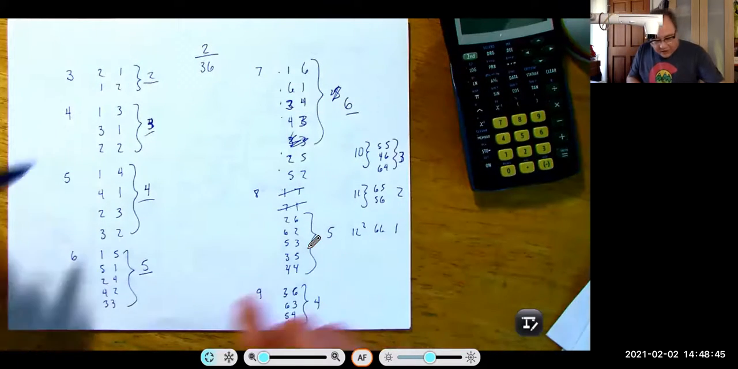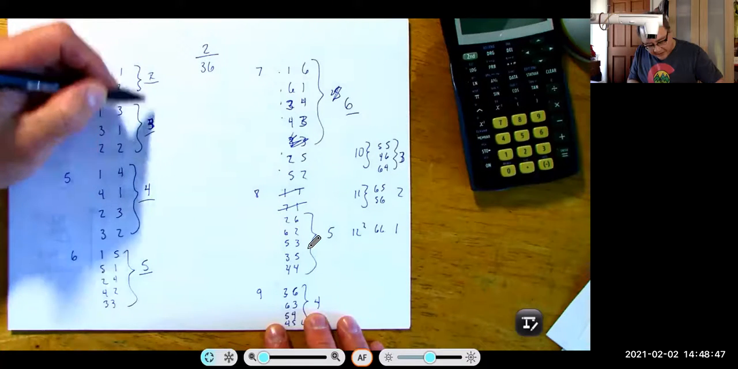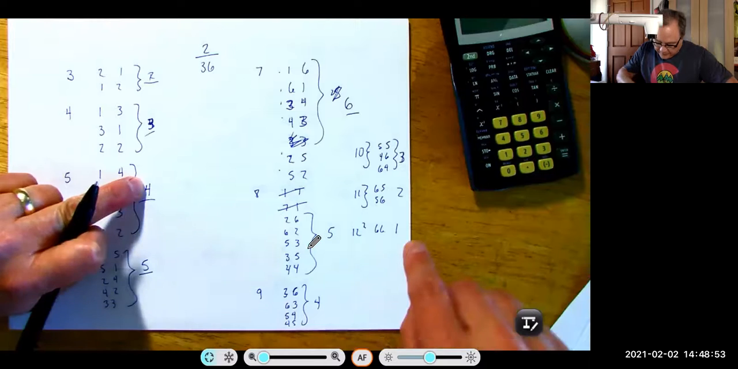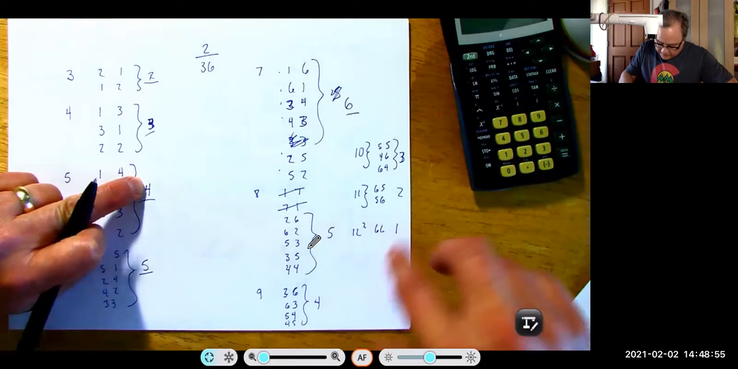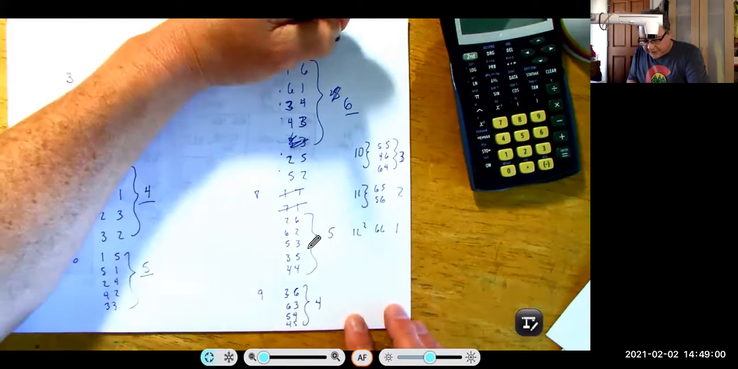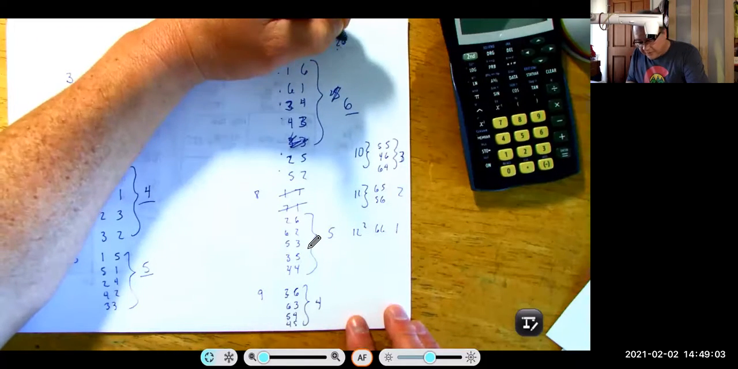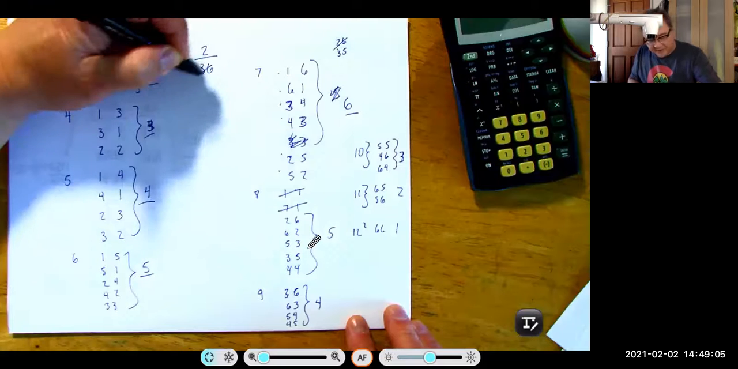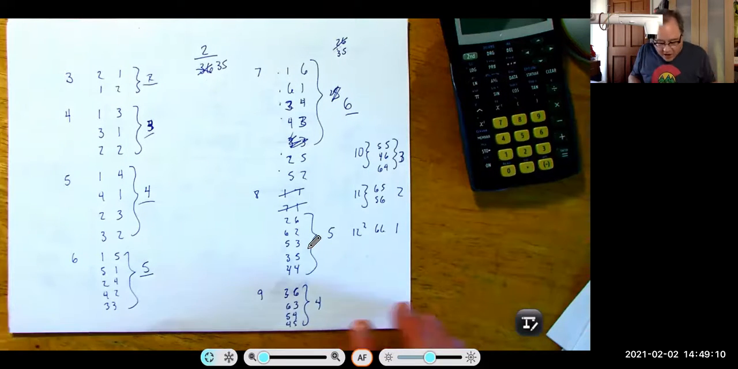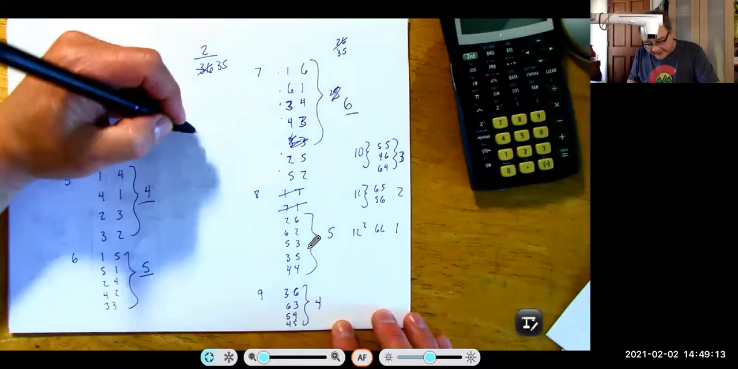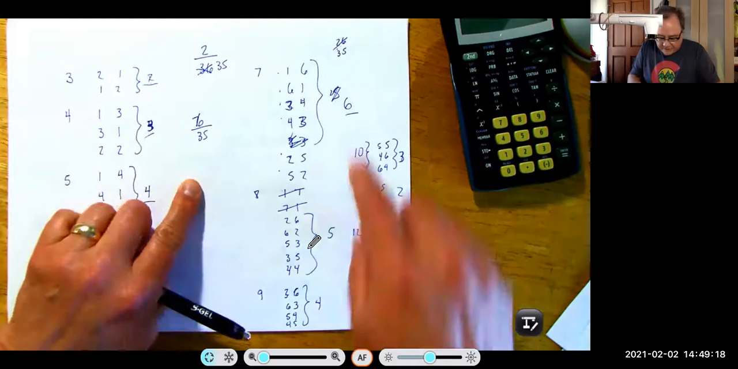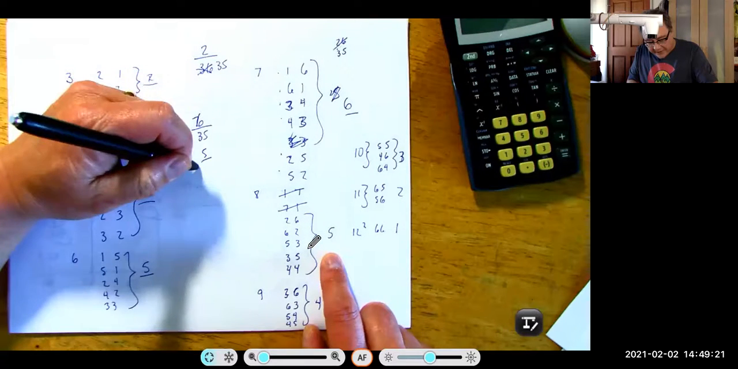So if we add these all up, 2 plus 3 is 5, plus 5 is 10, 14, 20, 26. What's 26 plus 9 is 35. So I'm wrong about 36, it's 35. So out of all of these, what are the best odds for rolling something? It's a 7, because you got a 6 out of 35 odds of rolling a 7. You've only got a 5 out of 35 of rolling an 8.